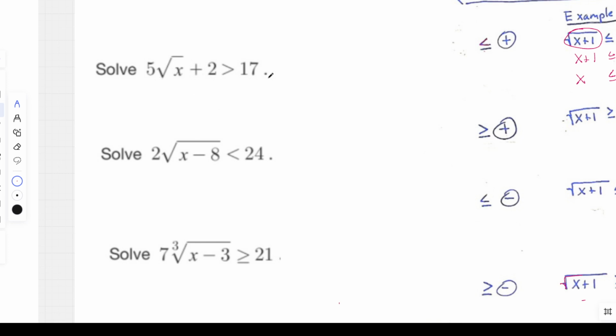Okay, I'm going to do a couple of these. And the ones we were doing before, the radical's already isolated. So I have some steps to do in this one before the radical's isolated. I got to subtract 2 and then divide by 5. So let's see, I get 15 and then divide by 5 is 3. And then I square both sides and I get x is greater than 9.